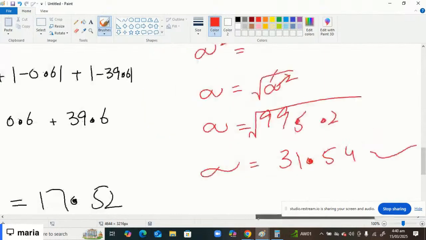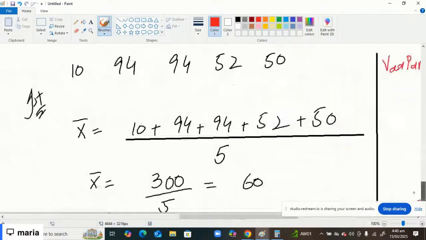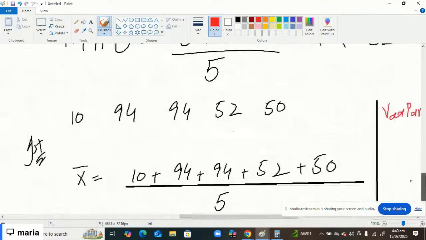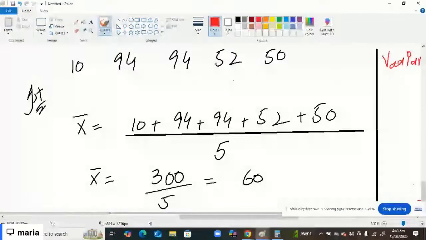So now I'm going to repeat what we do in this question. So this is our question. We are going to find the variance of this data: 10, 94, 94, 52, and 50. For finding the variance, first of all we find the mean. For finding the mean, we add up all the digits and divide by how many digits there are. So 10, 94, 94, 52, 50, and 5. So add up and divide by how many there are. In this way, we find the mean.